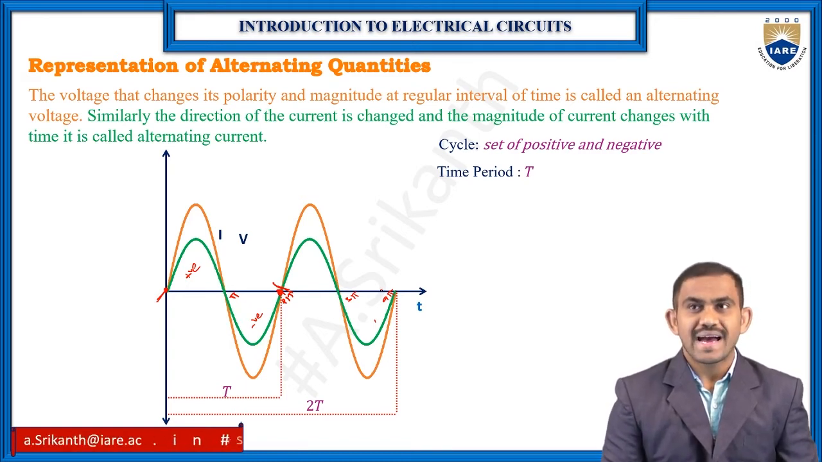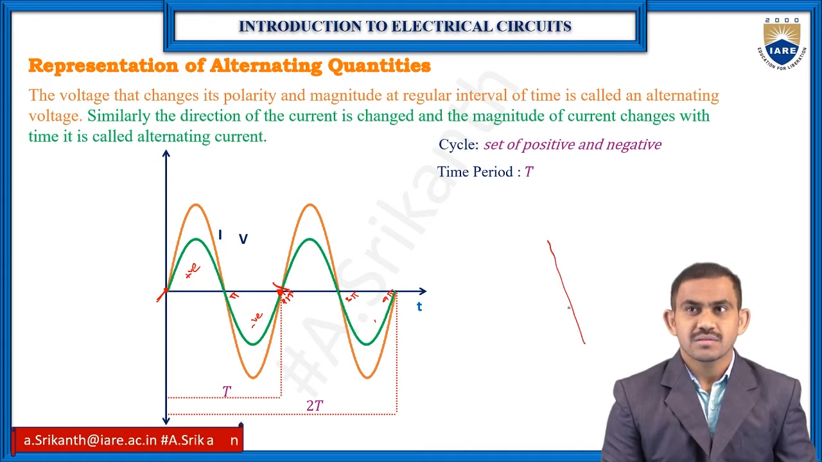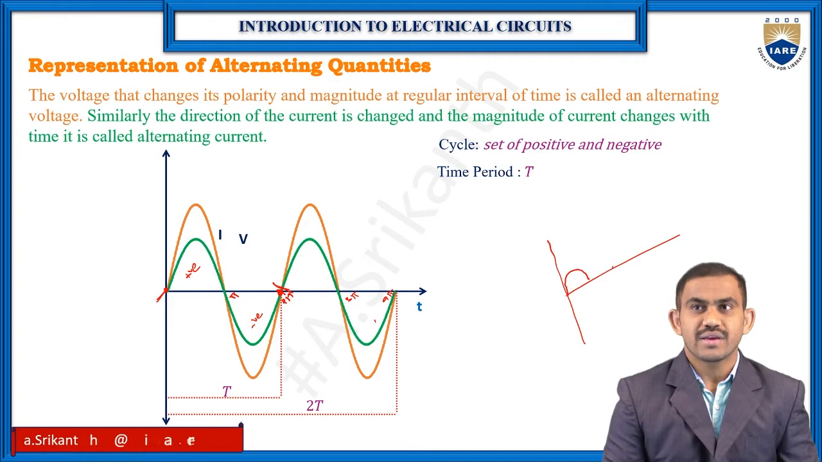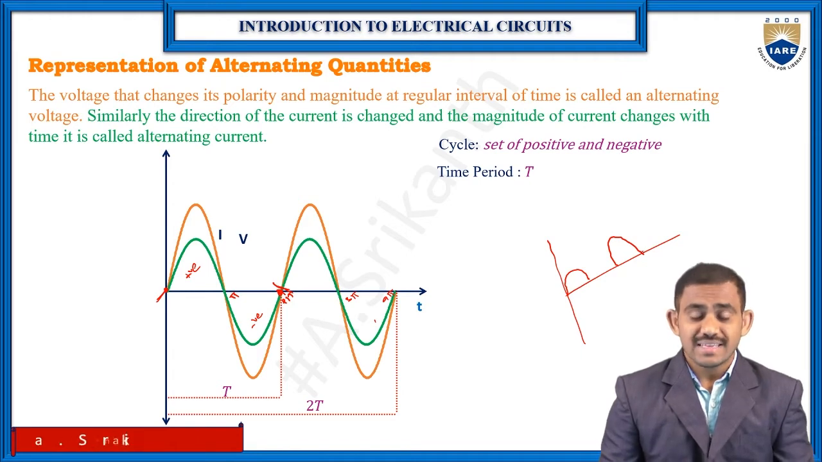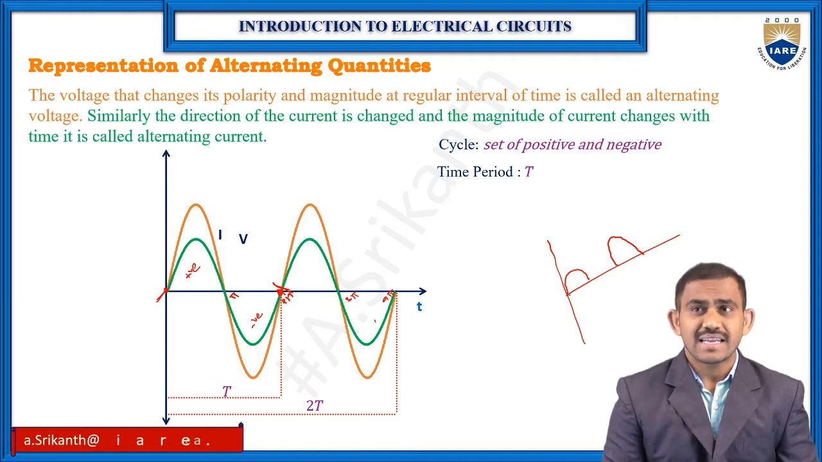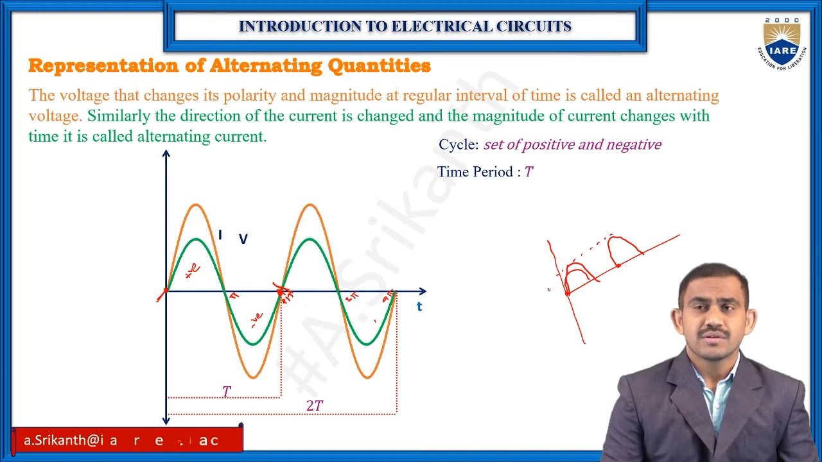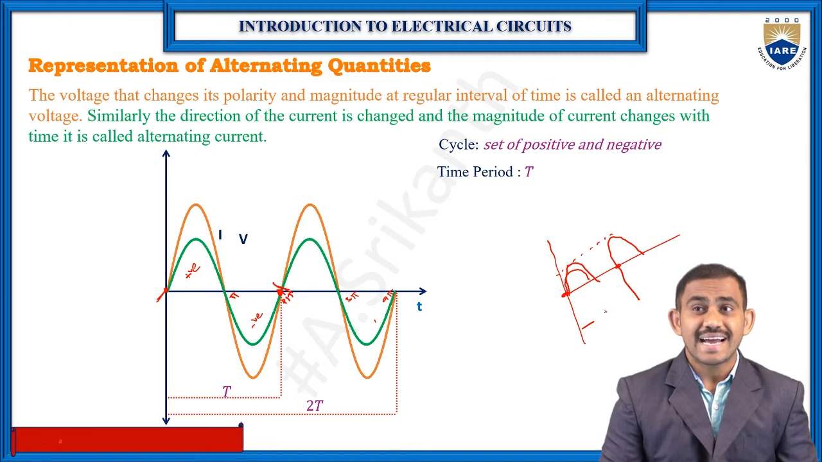Suppose my waveform is like this. Then what is your time period? For this, my waveform started here and again started here with the same magnitude. So my waveform started here, again started here. So this is my time period. Clear? This is my time period.